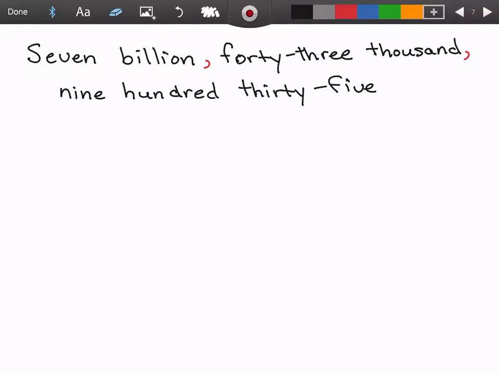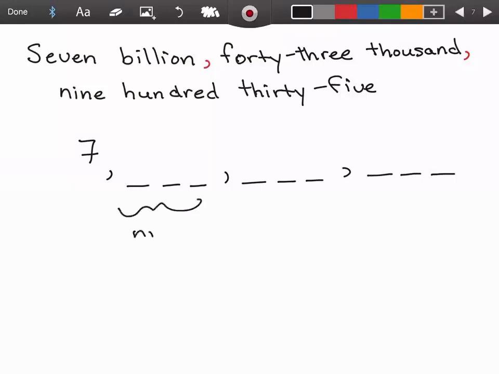So, okay, 7 billion. That means there's a 7 in the billions place, and the billions place has 9 digits after it. All right, so the next group is the millions group. And if we notice, the next group that they mention in the words here is thousands. So there is nothing in the millions group, but we still have to preserve their places. So we put placeholder zeros there.